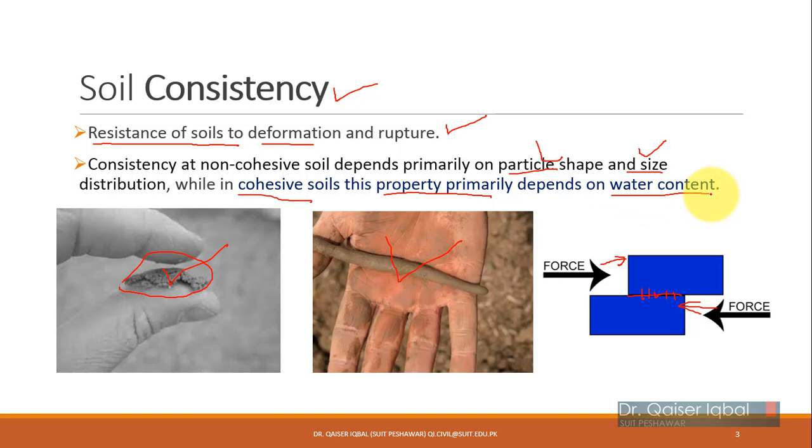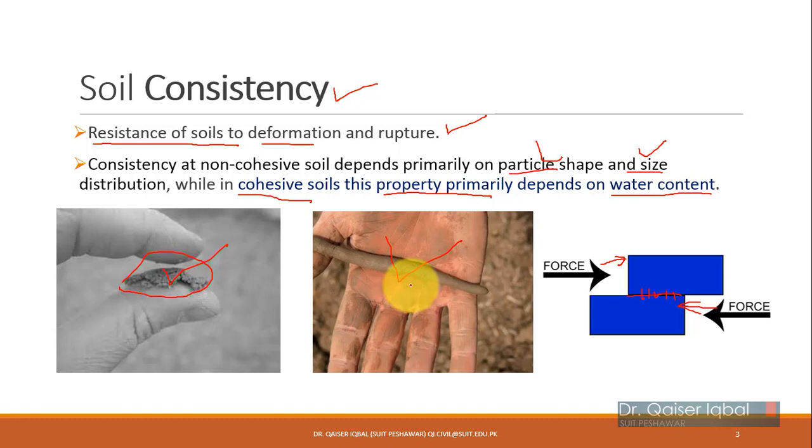You may have observed that in case of clay soil, if you put water in it, you can easily mold it, you can easily play around with that, you can even make some toys, some kitchen utensils, some pots, etc. So if you increase the moisture content of a clay, its resistance to deformation reduces. If you keep on increasing, it will become mud and it will start flowing.